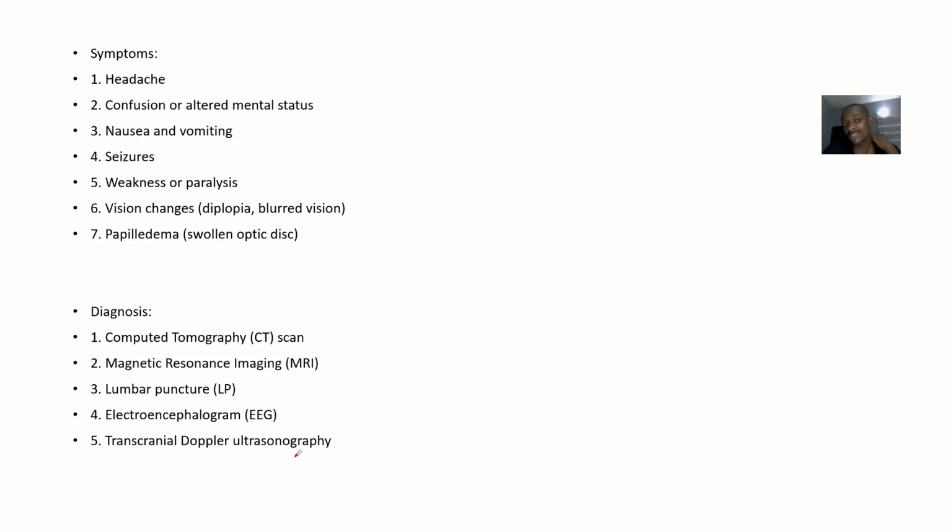Okay. So looking at the symptoms now, if there's accumulation of fluid in the brain, of course, the patient will complain of headache. And even if the patient does not tell you this, the family members will tell you. All right. So they'll tell you that the patient has been confused or has been having some altered mental status, right? There'll be nausea and vomiting, seizures, weakness, paralysis, vision changes like diplopia, they are seeing double, there'll be blurred vision, there will be papilledema.